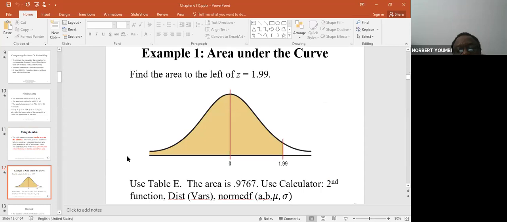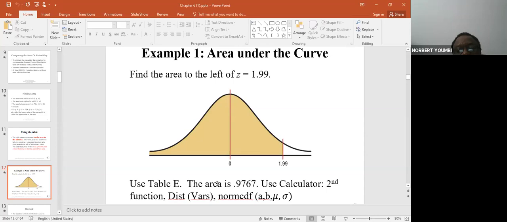So I'm going to show you three methods for doing computation involving a normal distribution. Either you use your TI-83 calculator if you have one, or you use the table at the back of your book, or you use a Google normal distribution calculator. So using a TI-83 calculator, we want to find the area to the left of Z, where Z equals 1.99. You go to the second function on your calculator, and you will see the expression VARS for distribution. And then you go to the second option, normal CDF.